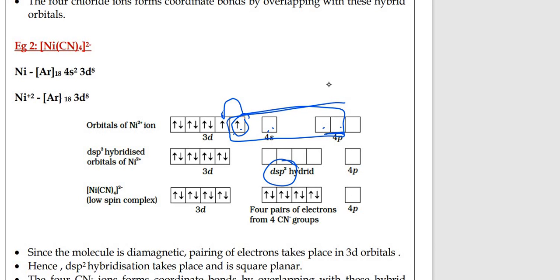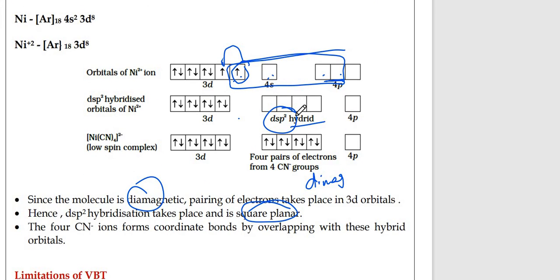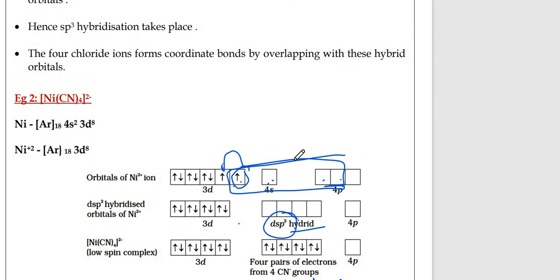Since hybridization is dsp2, the geometry will be square planar. So we got hybridization, that is dsp2, and we got geometry from hybridization, that is square planar. About the magnetic nature, I can see all the electrons are paired, so it is diamagnetic in nature, because all electrons are paired. And 4 CN are making coordinate bonds by overlapping with these hybrid orbitals. So just check out the ligand. CN is a strong ligand, and strong ligands do pairing.